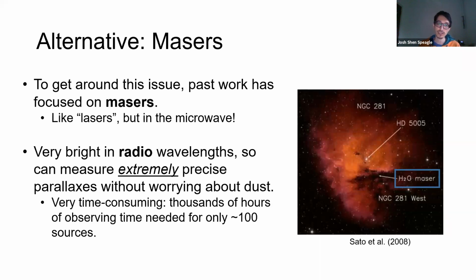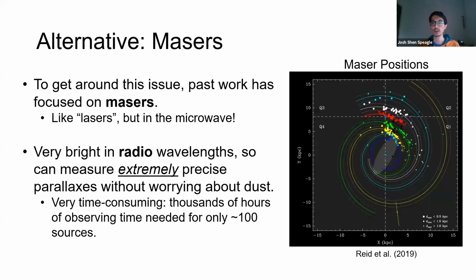The problem, of course, is that it's very time-consuming to do this. For about 100 sources, we've required thousands of hours of observing time just to really pin down the distances to these things. But the result of all of this work is a map like this. This is now the state-of-the-art work led by Mark Reed at the Harvard-Smithsonian Center for Astrophysics.